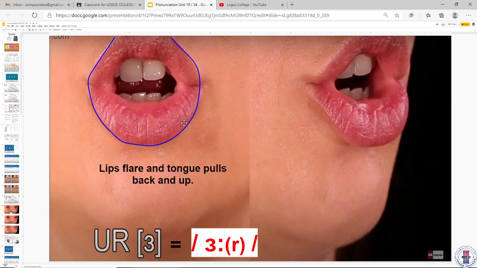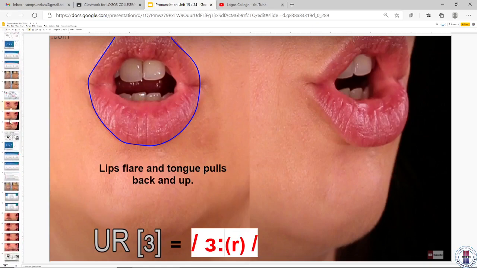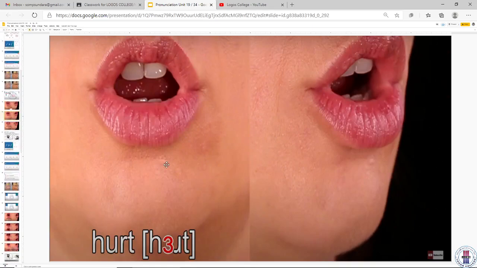This is the front of your face. It says your lips are flared, your tongue pulls back and up. Such as in the word hurt. The British would say hurt. American English says hurt.